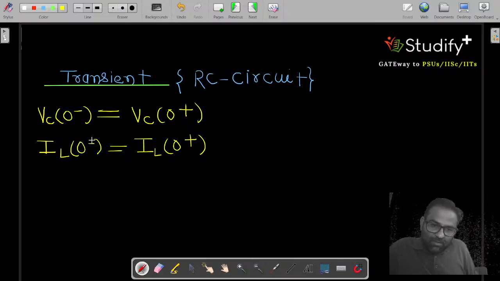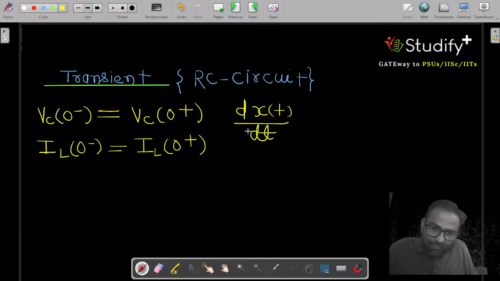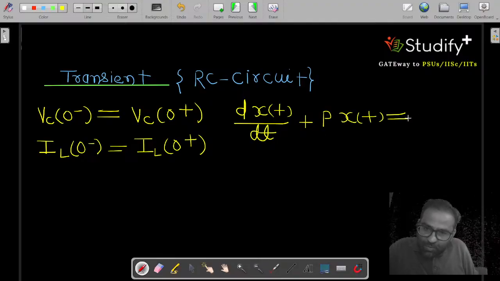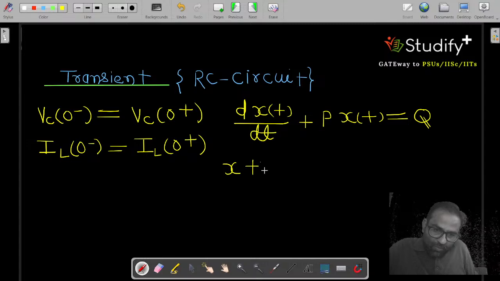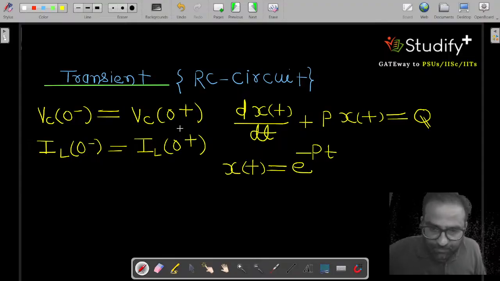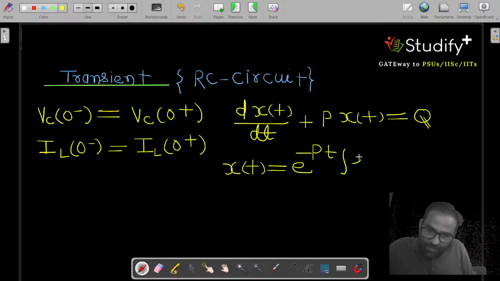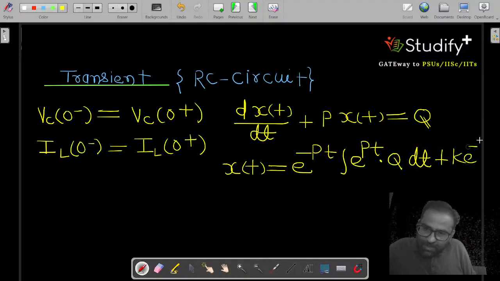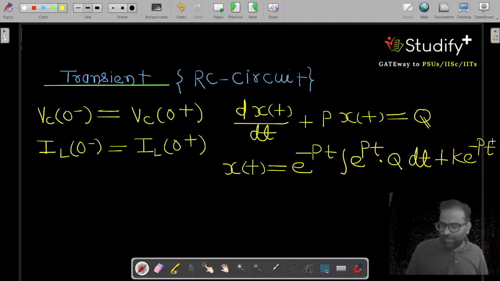One more thing is what? The solution of the differential equation dx(t)/dt plus p times x(t) equal to q is given by x(t) equal to e to the power minus pt into the integral of e to the power pt into q into dt, plus k into e to the power minus pt. So this is the whole story we talked about yesterday.